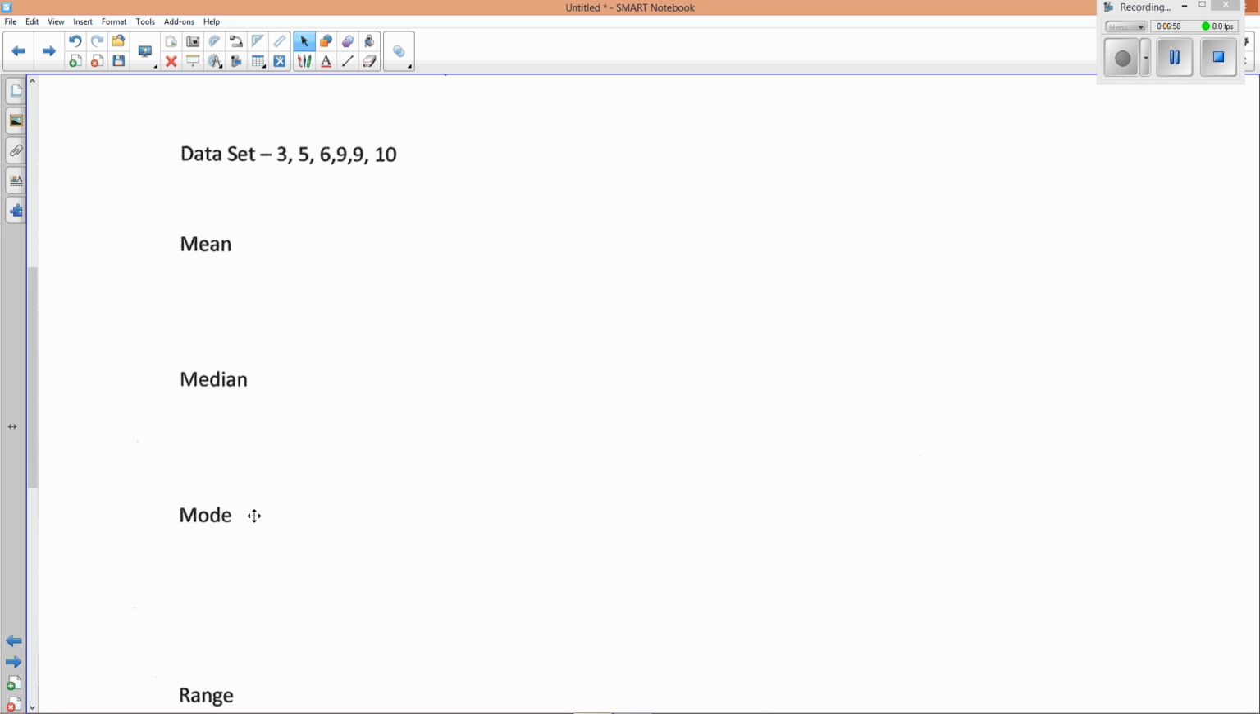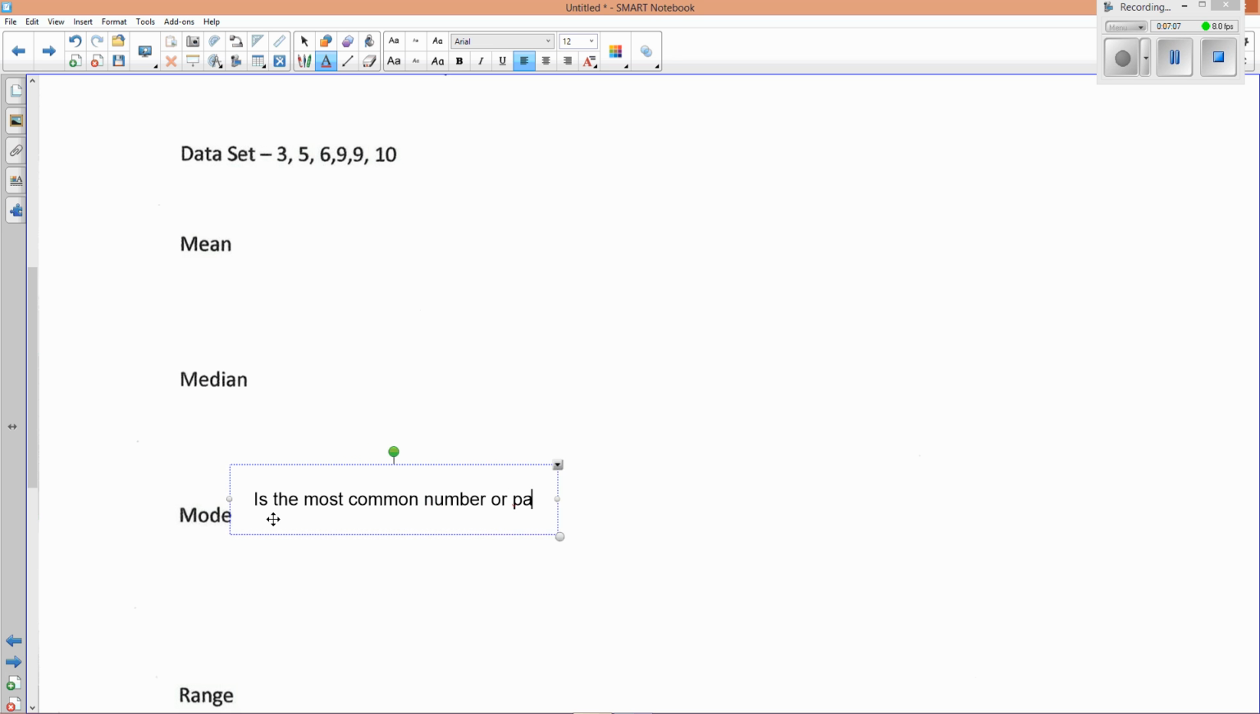The mode, if you've forgotten the verbal definition, is the most common number or pair of numbers. If there are two numbers that are most common, say in this data set, 3, 5, 6, 9, 9, 10, you could say it was 6 and 9, or you could say neither. For the most part, if there's a pair of numbers, go with both of them. If there are 3 or 4 numbers that all have the same count, say there's no mode. It's up to you to interpret.